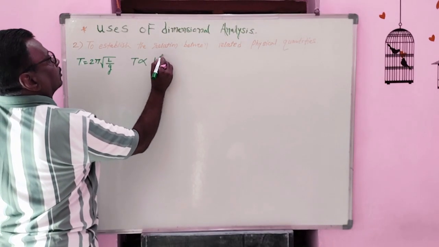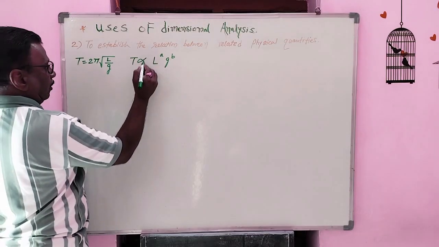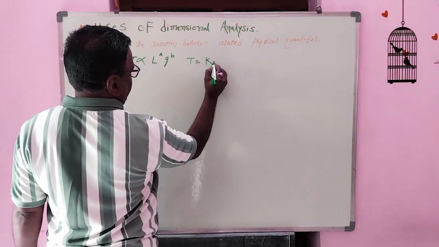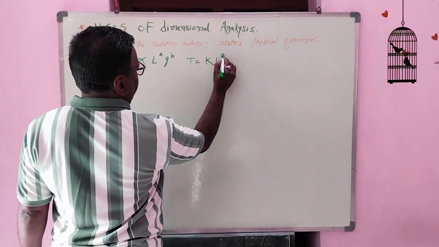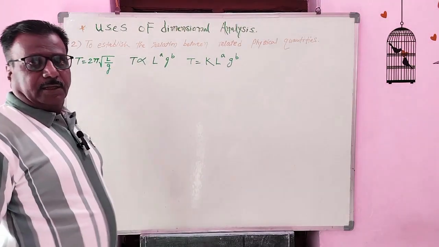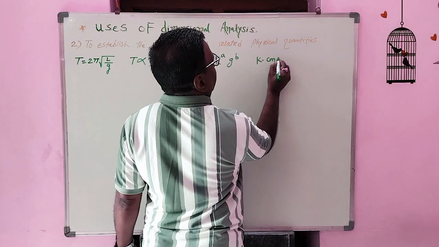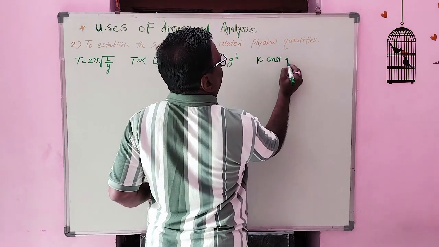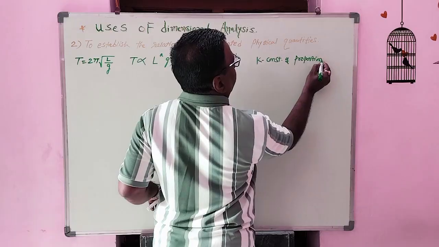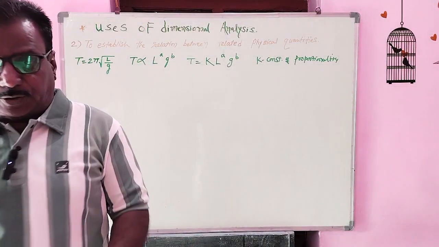T is directly proportional to L raised to power a and g raised to power b, or we can write T equal to some constant k, L raised to power a, g raised to power b, where k is called the constant of proportionality.